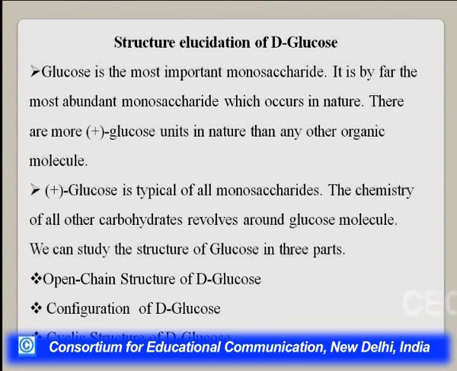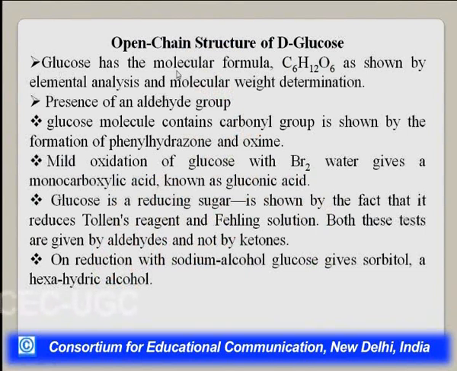We can study the structure of glucose in three parts. First is the open chain structure of D-glucose, second is the configuration of D-glucose, and third is the cyclic structure of D-glucose. First of all, let us discuss the open chain structure of D-glucose. Glucose has the molecular formula C6H12O6. How can we decide the molecular formula? By elemental analysis, CHN analysis and molecular weight determination.